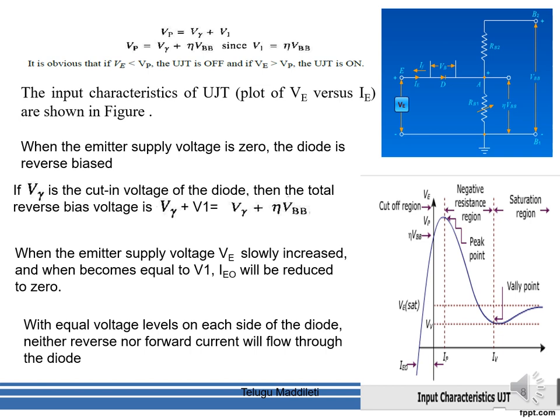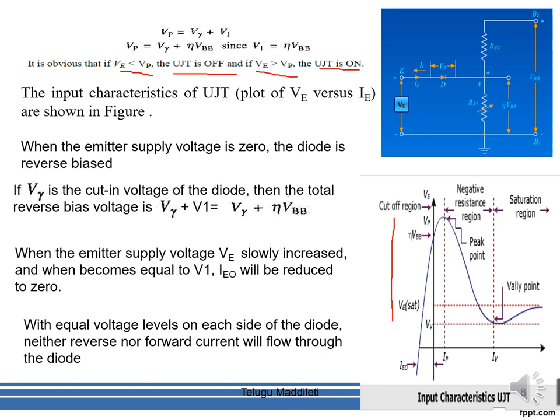So whenever the emitter voltage is less than Vp, the UJT is off. Whenever the emitter voltage is greater than Vp, the UJT is on. This is a very important point. So these are the input characteristics of the UJT. So let us explain these characteristics of the UJT.